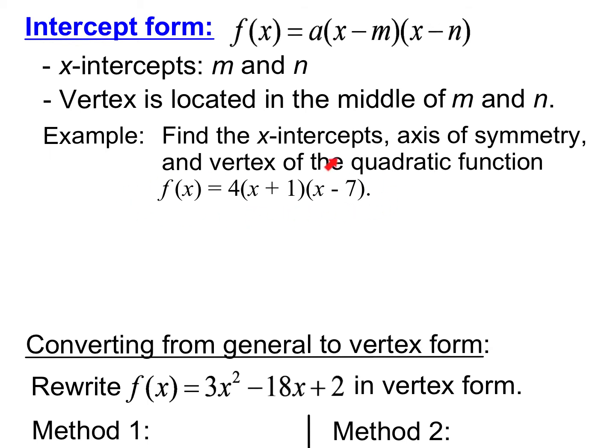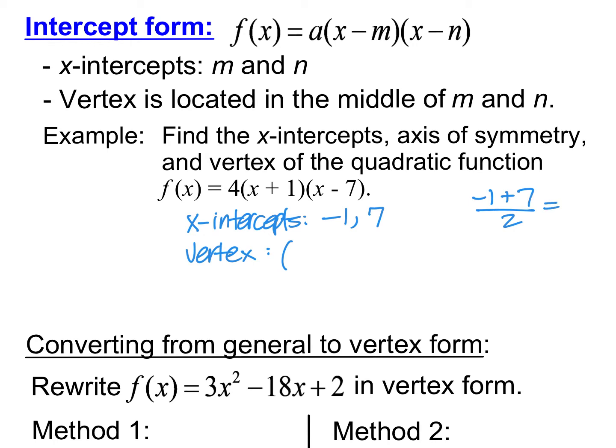So this is in intercept form. So right away, we can see that the x-intercepts are negative 1 and 7. Now to find the middle of negative 1 and 7, you just average them. So you add them and divide by 2. So negative 1 plus 7 is 6. 6 divided by 2 is 3. So the vertex is 3.